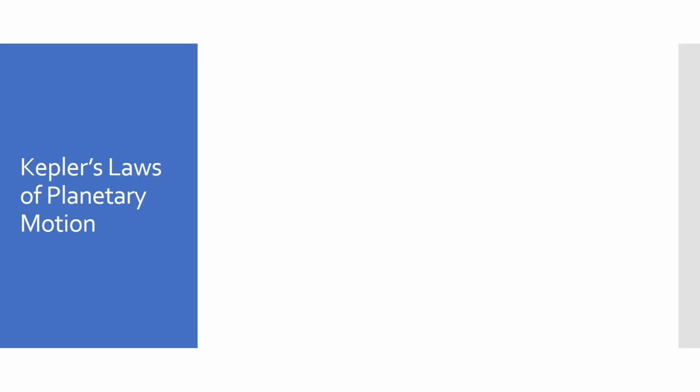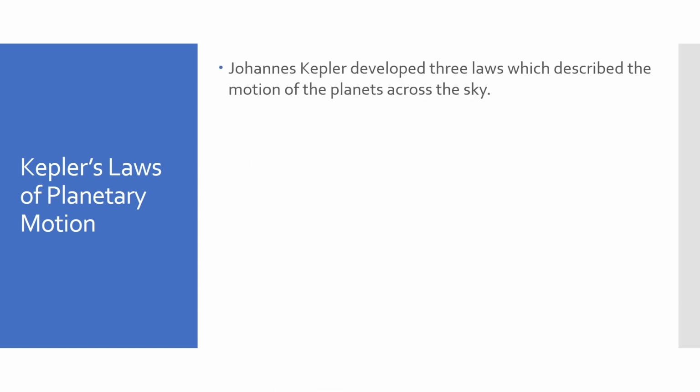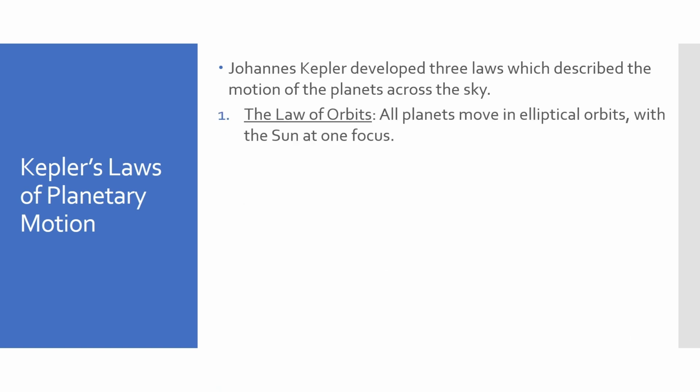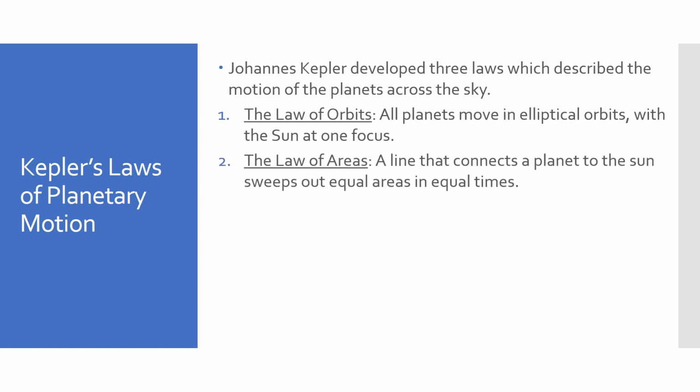So what were Kepler's laws of planetary motion? He developed 3 laws which described the motion of planets across the sky. And the first law was the law of orbits, which we've already mentioned, that all planets move in elliptical orbits with the Sun at one focus. The second law is called the law of areas, and that is that a line that connects a planet to the Sun sweeps out equal areas in equal times.